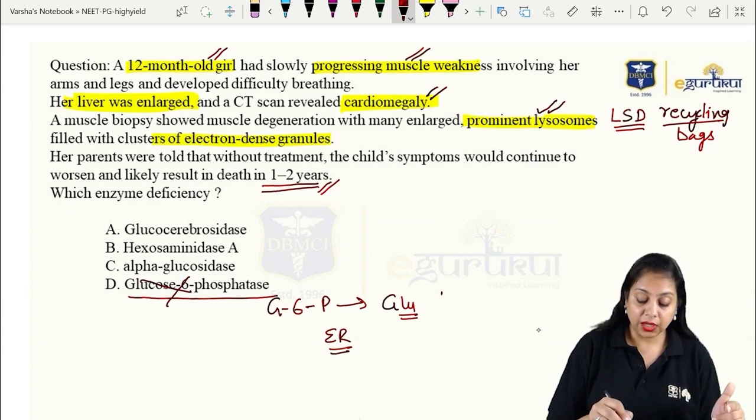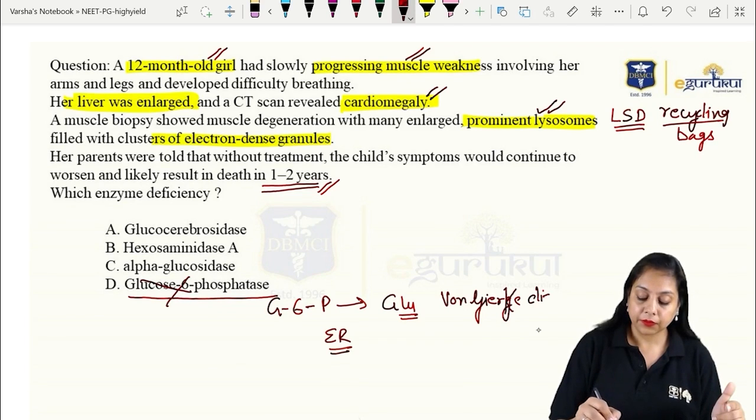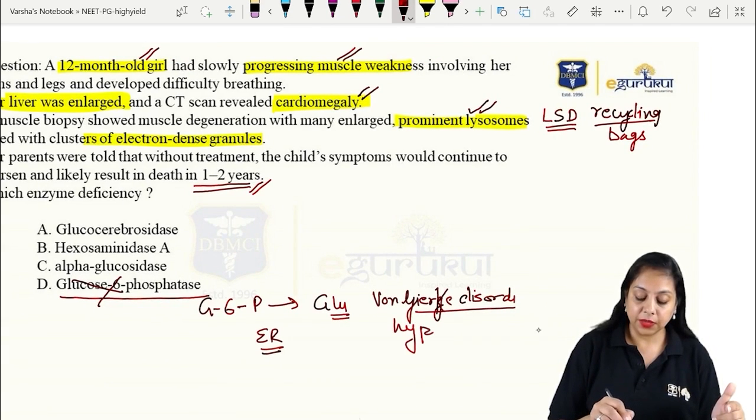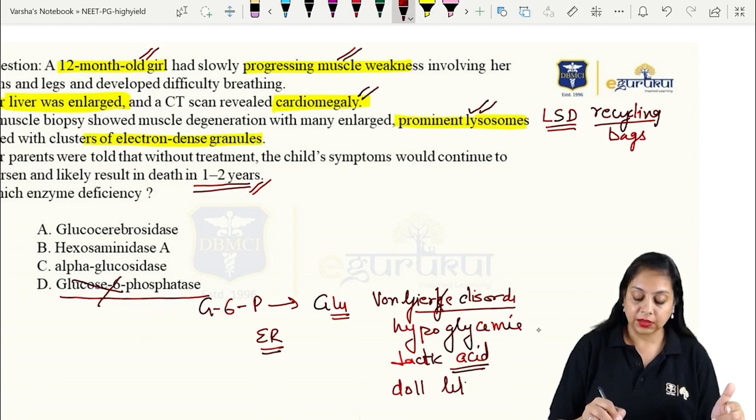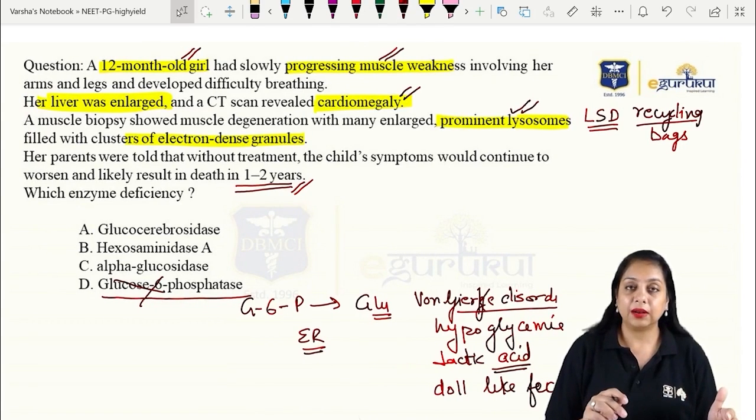What do we see in von Gierke disorder? Hypoglycemia, lactic acidosis, doll-like facies, and a round abdomen. So this is not an option.